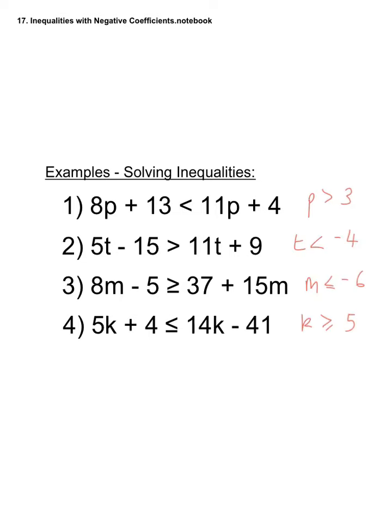Your solutions to these questions are, for number 1, p is greater than 3. For number 2, t is less than negative 4. For number 3, m is less than or equal to negative 6. And for number 4, k is greater than or equal to 5.